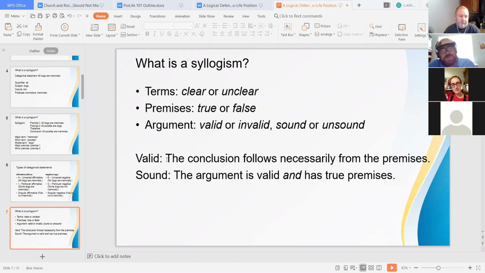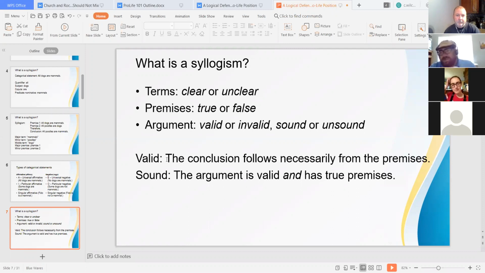A good argument must have clear terms and true premises. Now, it's important not to get these terms confused. Sometimes, if someone's not trained in logic, they might use some of these terms in a way that's kind of colloquial. Like, someone might say, "Oh, you make a valid argument," or "You make a valid point," or "That's very cogent." These kinds of things. But these terms do actually have actual meaning in logic.